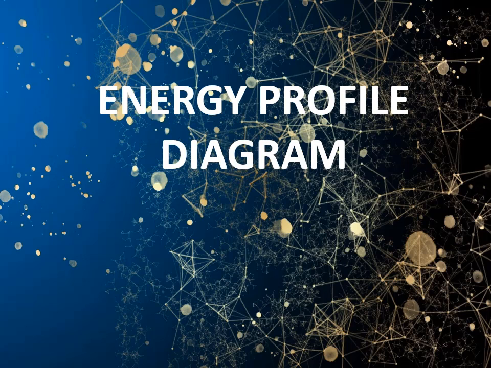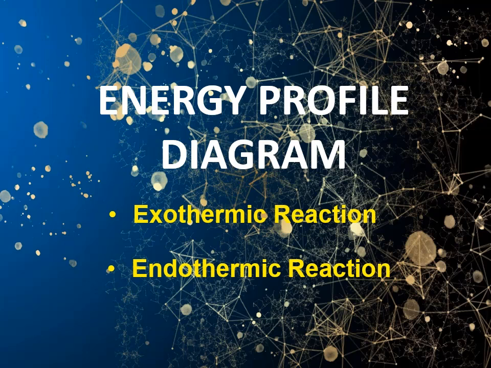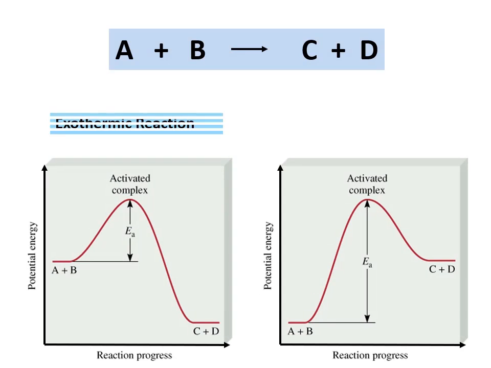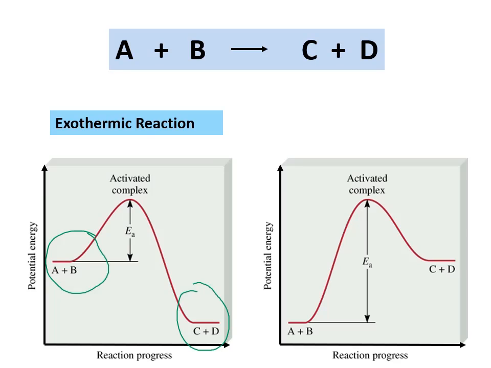Now, we are going to learn about energy profile diagram. An energy profile diagram can be divided into two types of reaction, exothermic and endothermic. Let's consider this reaction. If the reaction is exothermic, energy of reactant will be higher than energy of product because energy is released during the reaction.